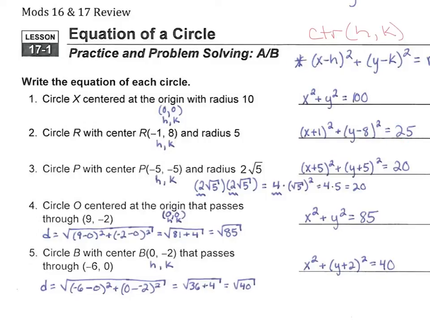For number 3, new center, -5 and -5, so this time we're going to have two pluses in our equation, x plus 5 all squared and y plus 5 all squared. The hardest part of this problem is figuring out what is the r squared value. So because I have a radius which is given in simplest radical form, 2 radical 5, we need to multiply 2 radical 5 times itself. So side by side, 2 radical 5 times 2 radical 5.